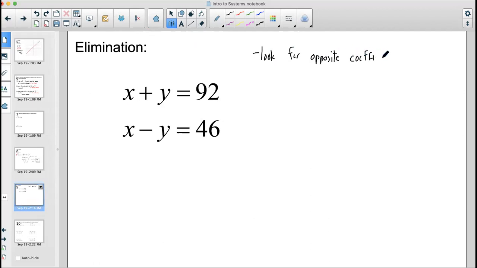coefficients. Oh boy. Let's write that word over again.